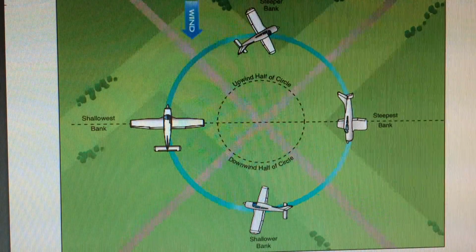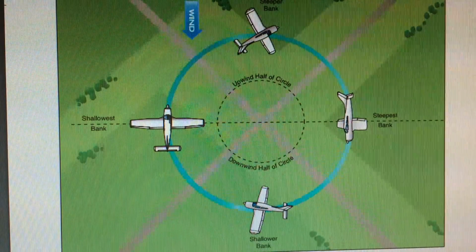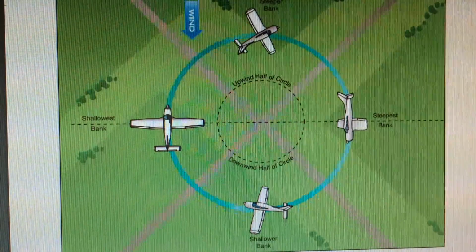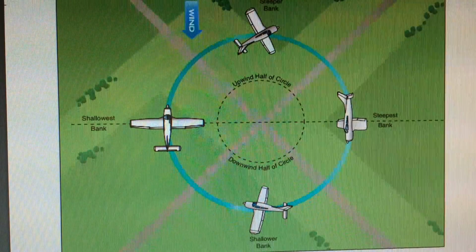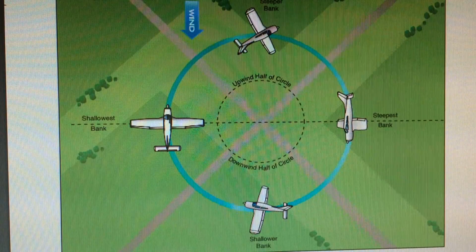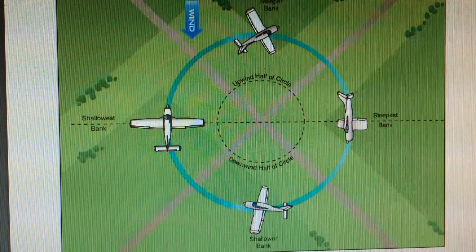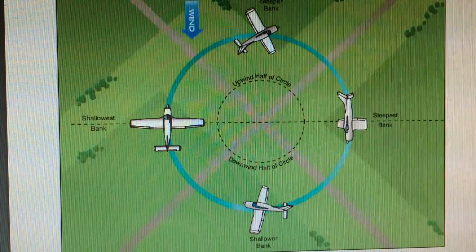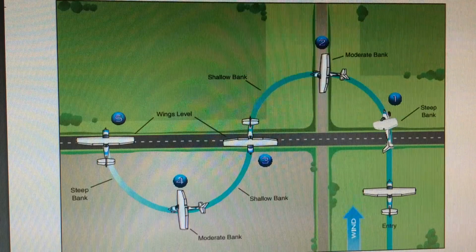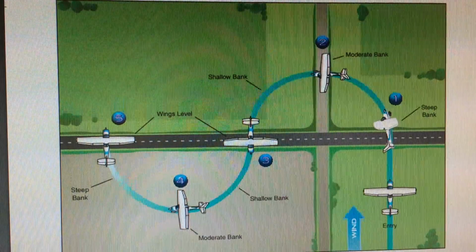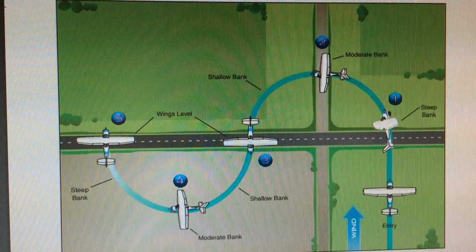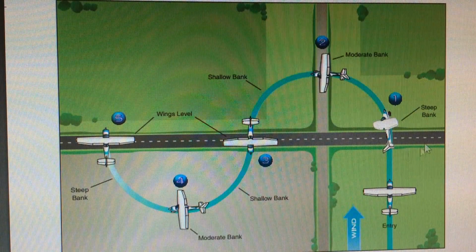In turns around a point, the key principle is that when going downwind, you're going faster, so you must turn the airplane more quickly in order to avoid being blown clear of your course and making far too wide of a turn. So downwind requires the steepest bank. The same principles apply to S-turns across a road. Again, downwind requires the steepest bank.